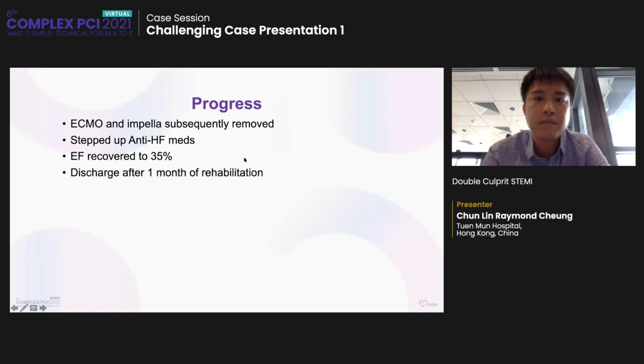So ECMO and impeller were subsequently removed from the patient, and we stepped up the anti-heart failure medications. The ejection fraction recovered to 35%. The patient was ready to be discharged after 1 month of multidisciplinary cardiac rehabilitation.